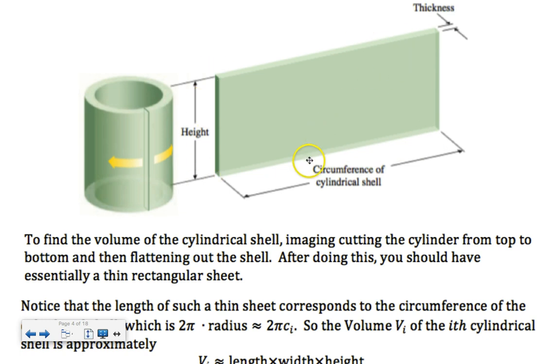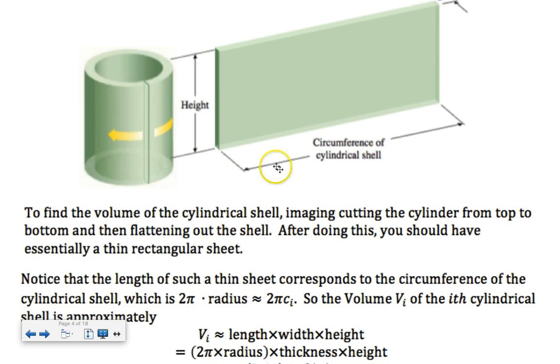Okay, and you should have a thin rectangular sheet, and the length of this rectangle is equal to the circumference of the whole cylinder, which is going to be 2 pi times the radius of that cylinder. And since the radius is going to be c sub i, the circumference is going to be 2 pi times c sub i.